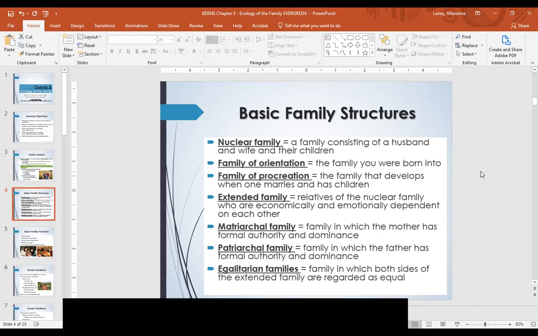Interesting, right? So family of orientation is the family that you were born into. You don't get to choose that one. Even if you're adopted into a family, that would be the family of orientation. You could say a biological family, and then the family that you're born into or adopted into, that is family of orientation.